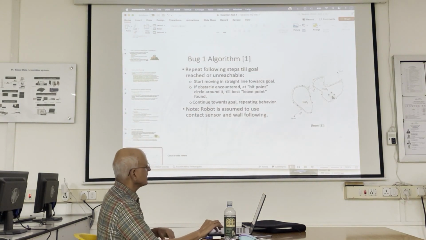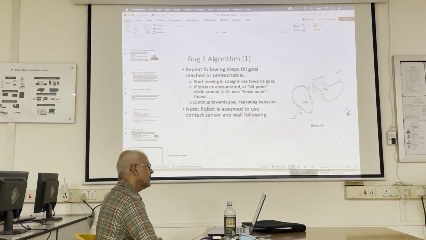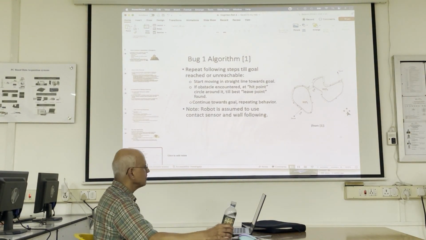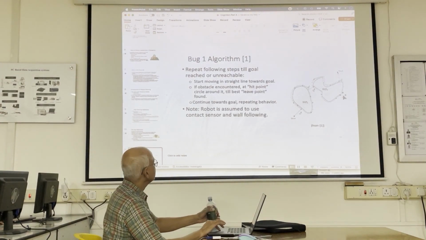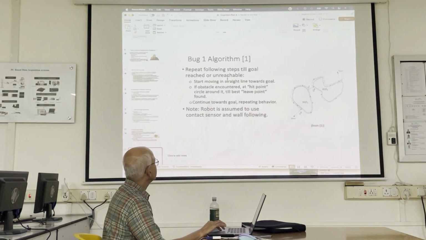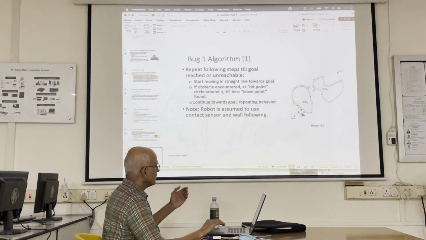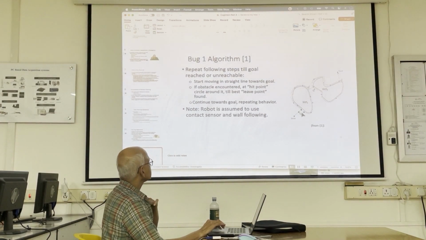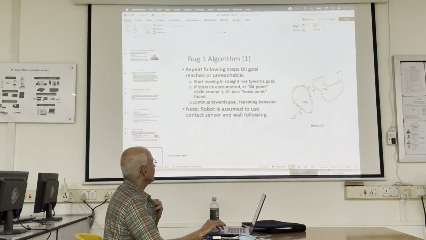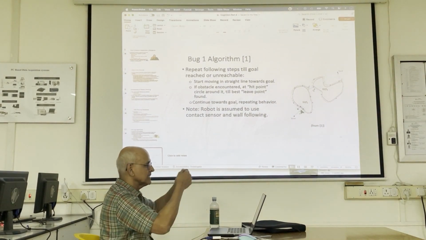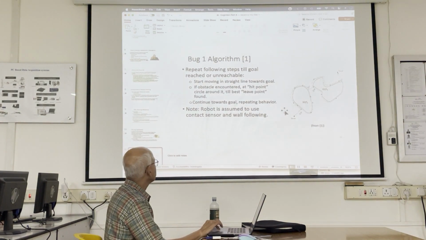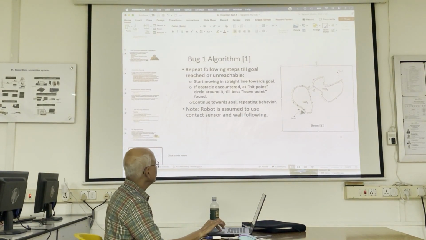And here it is. These are the classic pictures from the original bug document. I don't know when it is, but many years ago, probably 30 or 40 years ago. So repeat the following. This is pseudocode again. Repeat the following steps till the goal is reached or unreachable. You'll see an unreachable case shortly. So start moving in a straight line towards the goal. See here? It knows the goal is there, so it starts moving. It is reducing the distance, right? If an obstacle is encountered at the hit point, so this is the hit point, at the hit point, circle around it till the best leave point is determined.